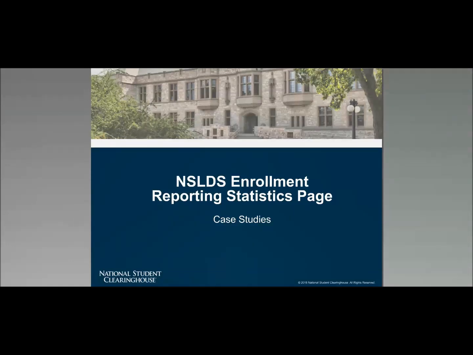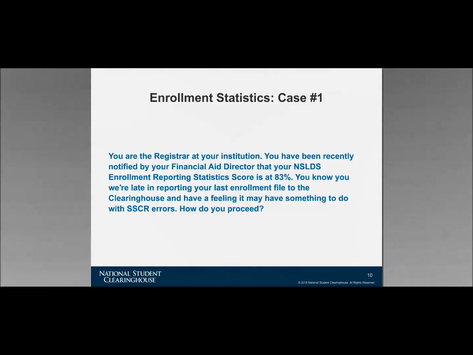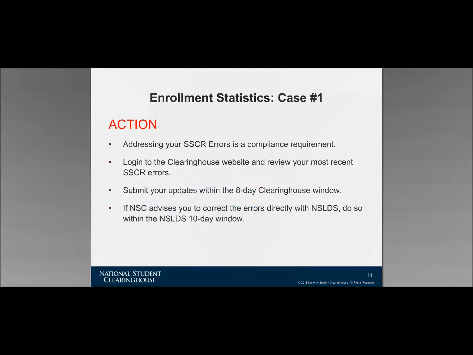So the enrollment reporting statistics page, we're going to go over some case studies. Case number 1, if you are not in the registrar's office, we'll just pretend. Let's say that you are the registrar at your school. You've recently notified your financial aid director that your NSLDS score is not what you'd like it to be. You want it to be 90% or above, and it is currently at 83% as of the latest evaluation period. You know that you're late in reporting your enrollment file to the Clearinghouse, and you have an inkling that this could have something to do with SSCR roster errors with the NSLDS. So you want to know what's the next step, what can be done, how should you proceed in this exact scenario.